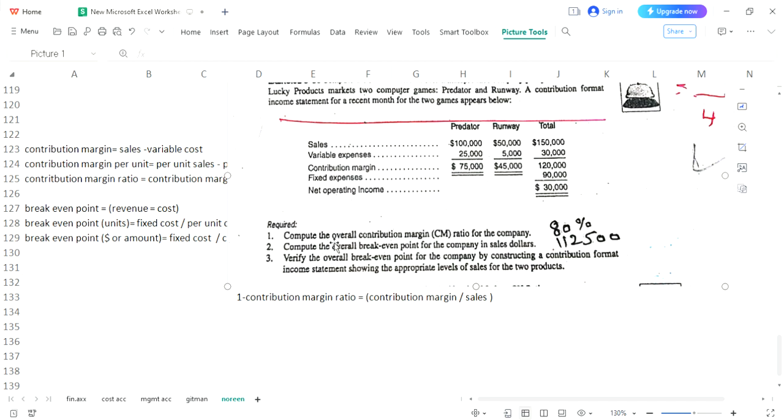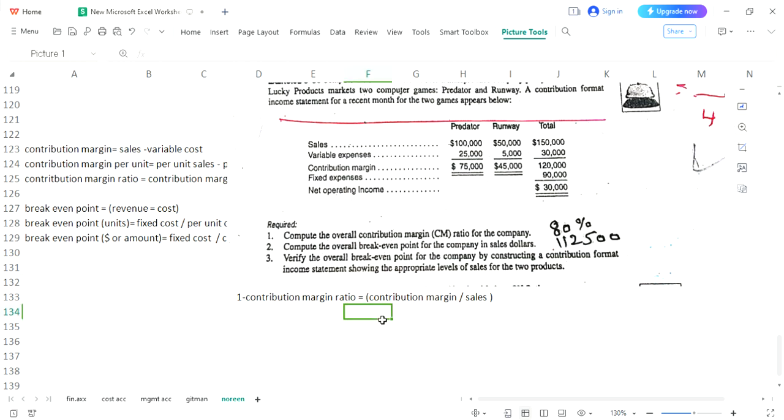What is the requirement saying to calculate? Overall contribution margin. So we are not related with game number 1, we are not related with game number 2, we are related with total. Why? Because our requirement is to calculate contribution margin overall. So here we have the statement overall. We will use the amounts present over here. Now contribution margin on the third line is written, that is 1,20,000.